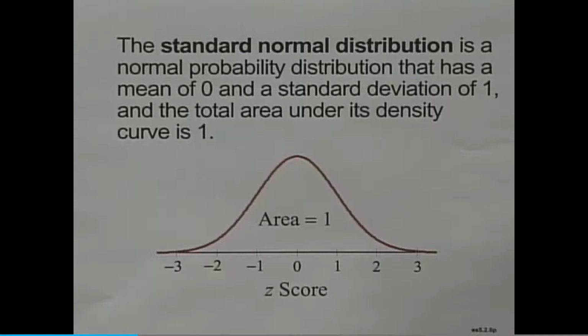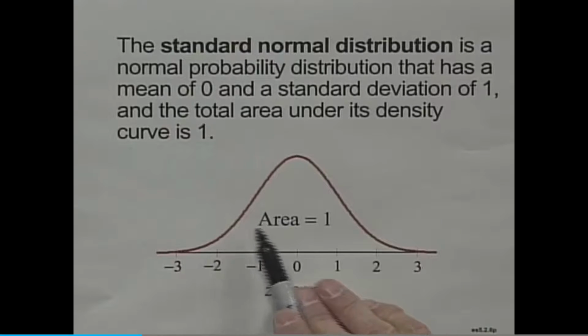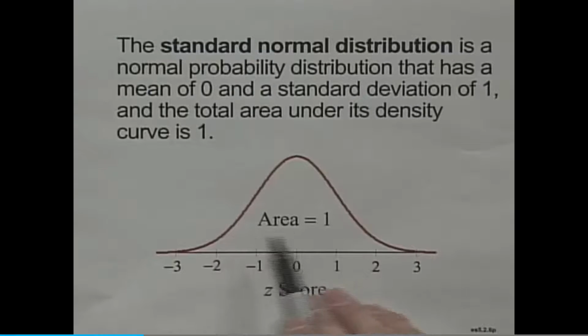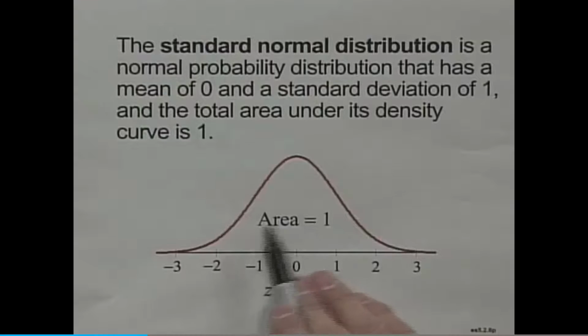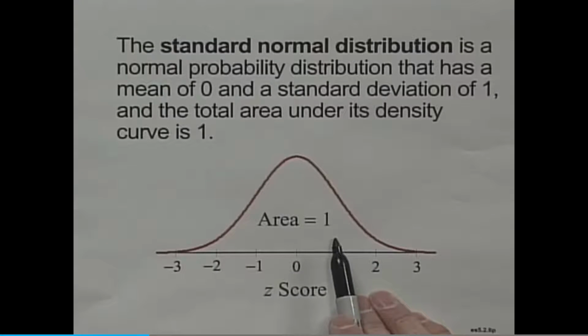So a standard normal distribution is a normal probability distribution that has a mean of 0 and a standard deviation of 1, and the total area under the density curve is exactly 1, a really useful, important property. The area under this curve is exactly 1.